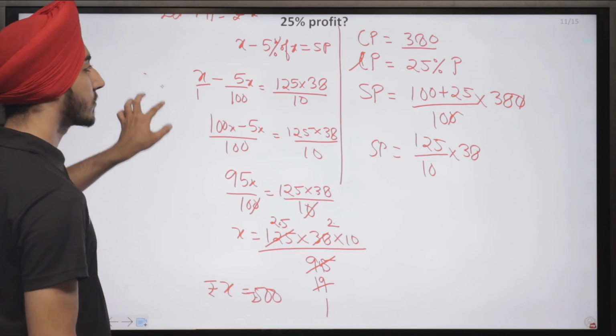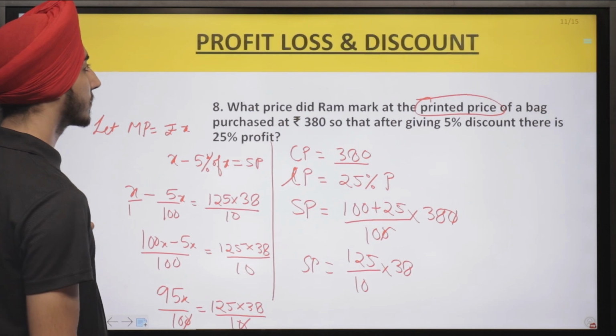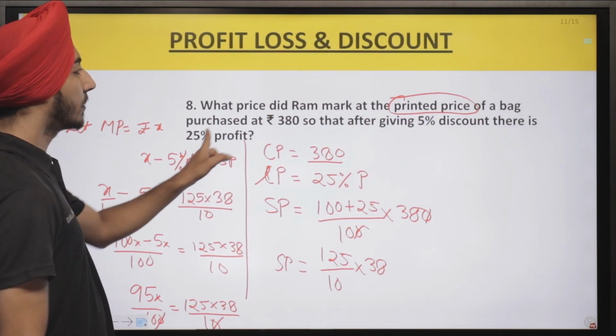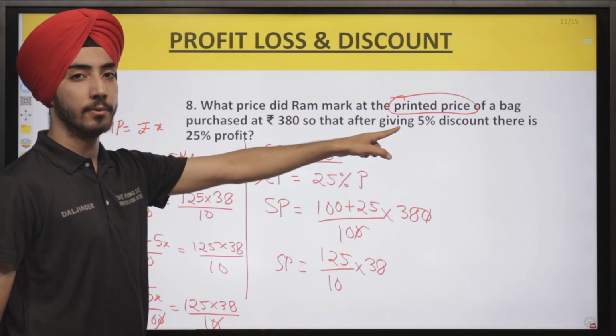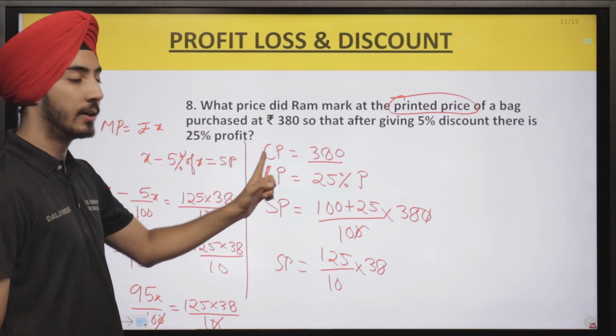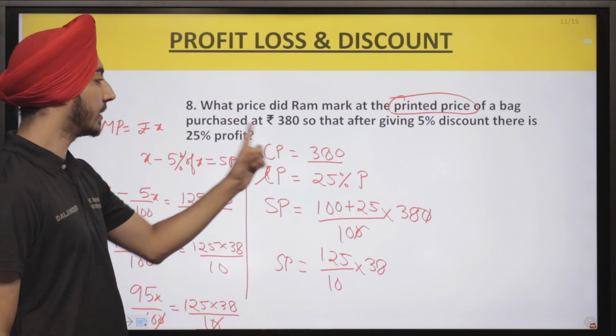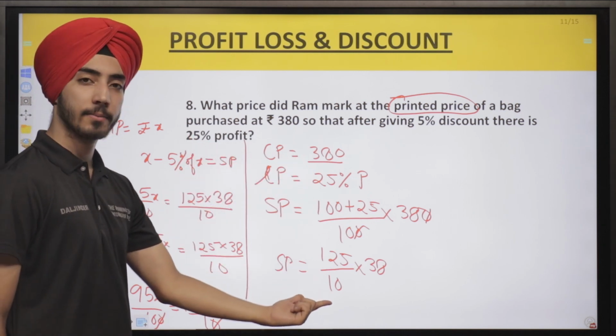So I hope you understood this question. I'll just take a quick recap of this question here. What price Ram marked the article? ठीक है, that even after giving a 5% discount, he made a profit of 25%. So cost price was given 380. So हमने 25% profit के साथ उसका selling price निकाल लिया.